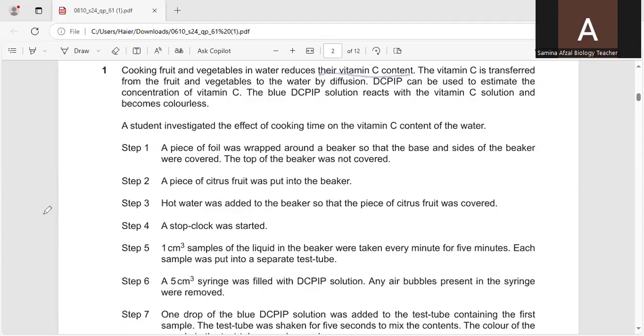The vitamin C is transferred from the fruit and vegetables to the water by diffusion. DCPIP can be used to estimate the concentration of vitamin C. The blue DCPIP solution reacts with the vitamin C solution and becomes colorless. So its color is changed from blue to colorless.